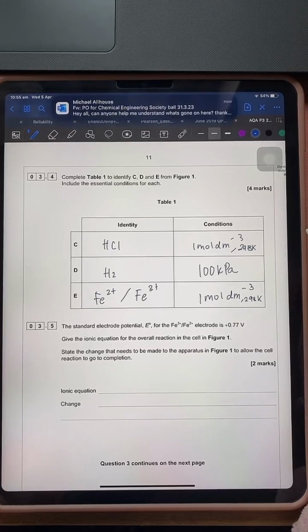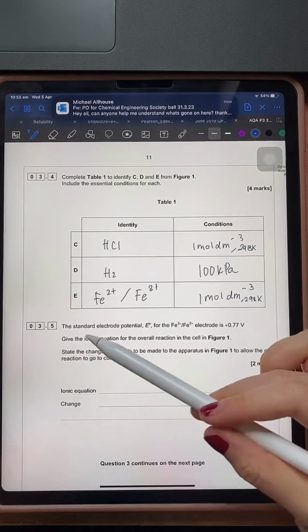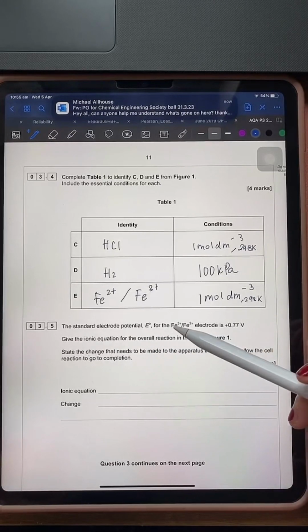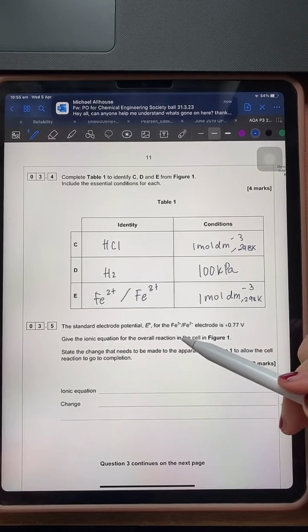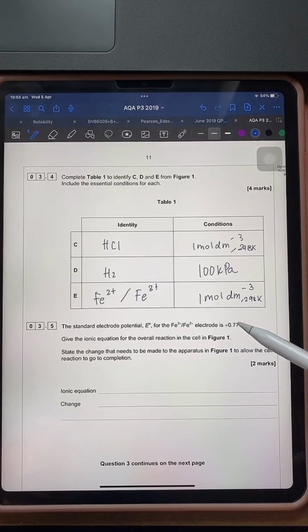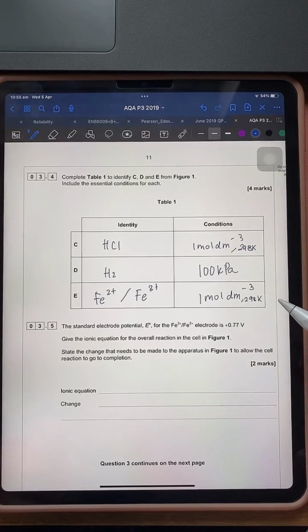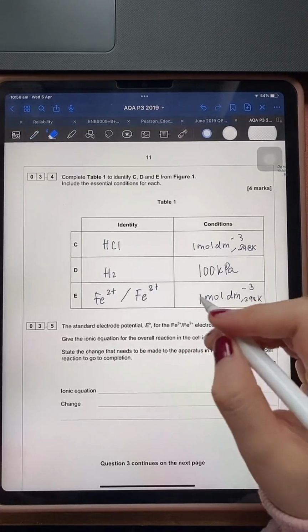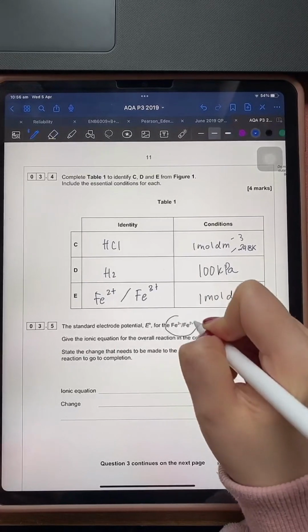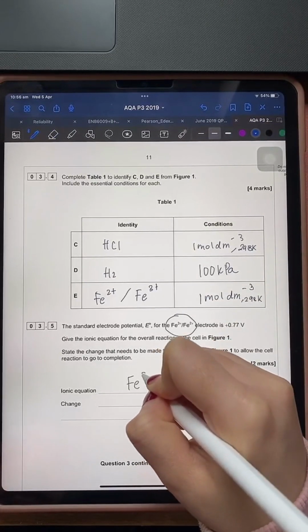The standard electrode potential, E standard, for the Fe3+/Fe2+ electrode is +0.77. Give the ionic equation for the overall reaction in the cell in figure 1. State the changes that need to be made to the apparatus in figure 1 to show the cell reaction to go to completion. Okay, so we know we're going from Fe3+ to Fe2+.